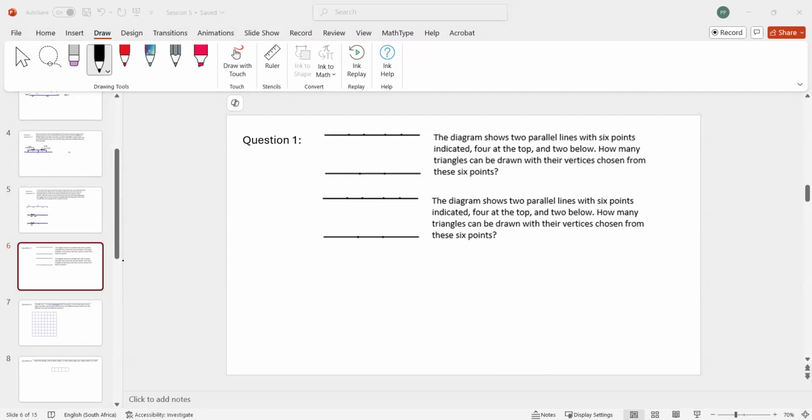Okay, now we go on to actual session 5 problems. Right. So let's look at the first question here. This question says the diagram shows 2 parallel lines with 6 points indicated. Right, 4 at the top. Okay, you can't see them very well. Let's just highlight these 4 points. 4 at the top line and 2 at the bottom. Those are the 6 points. How many triangles can be drawn with their vertices chosen from these 6 points?